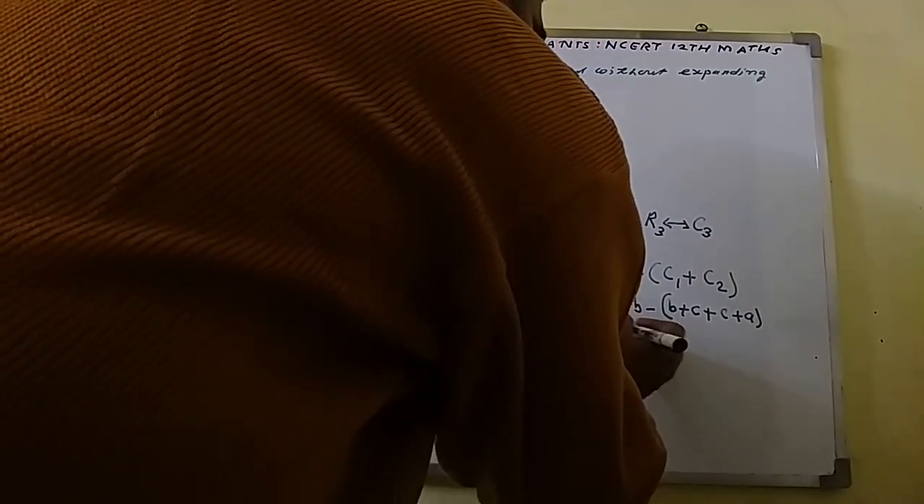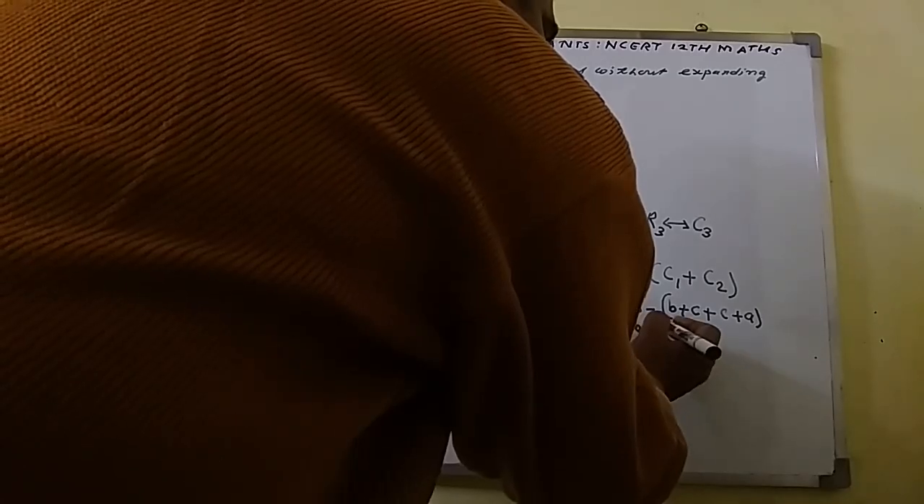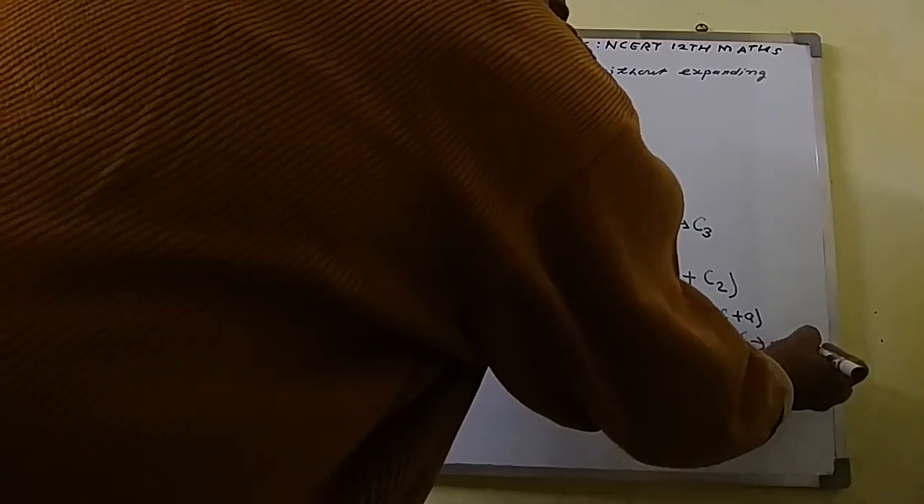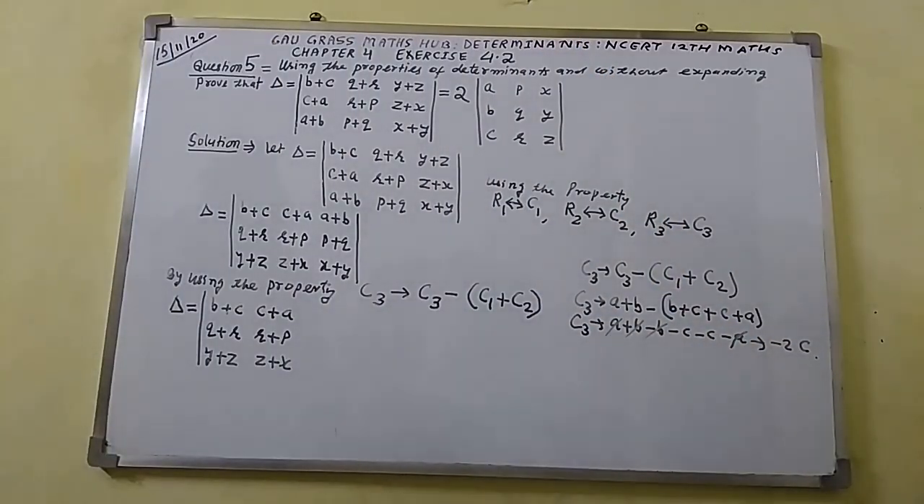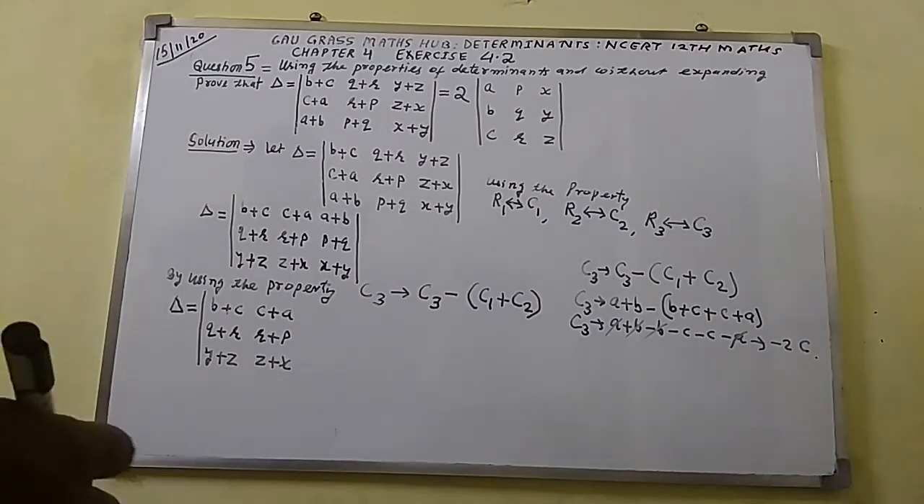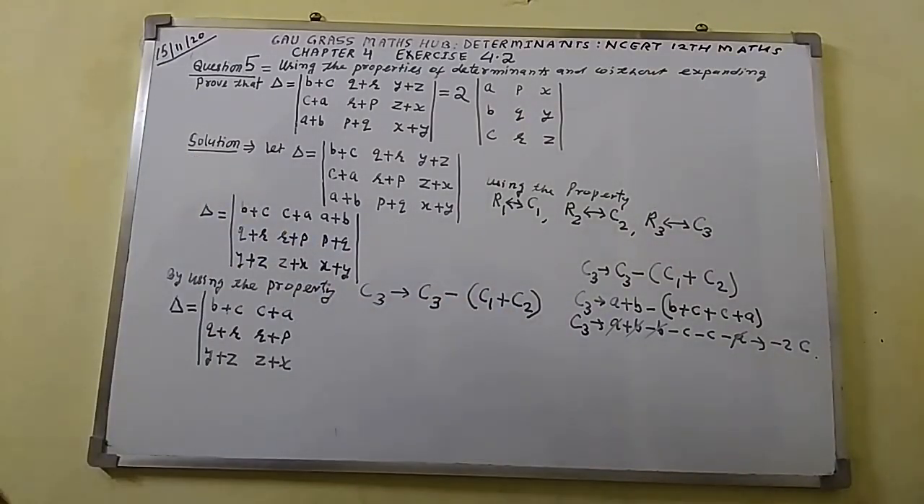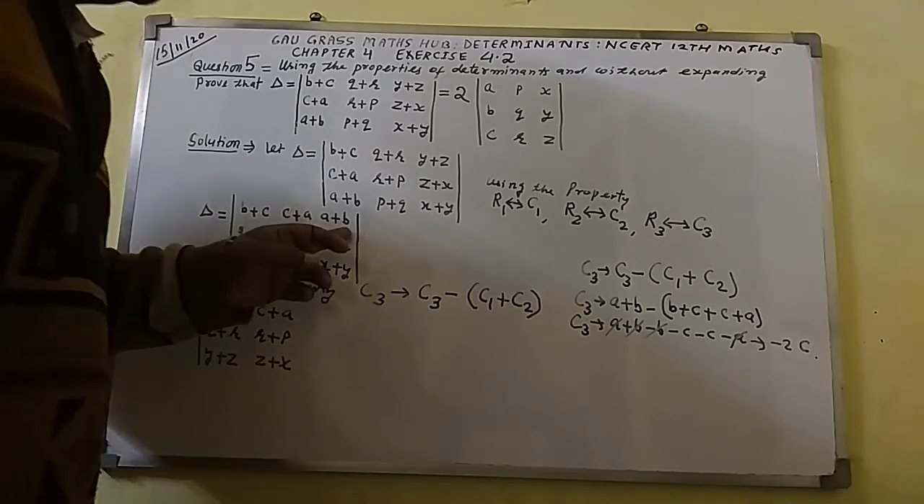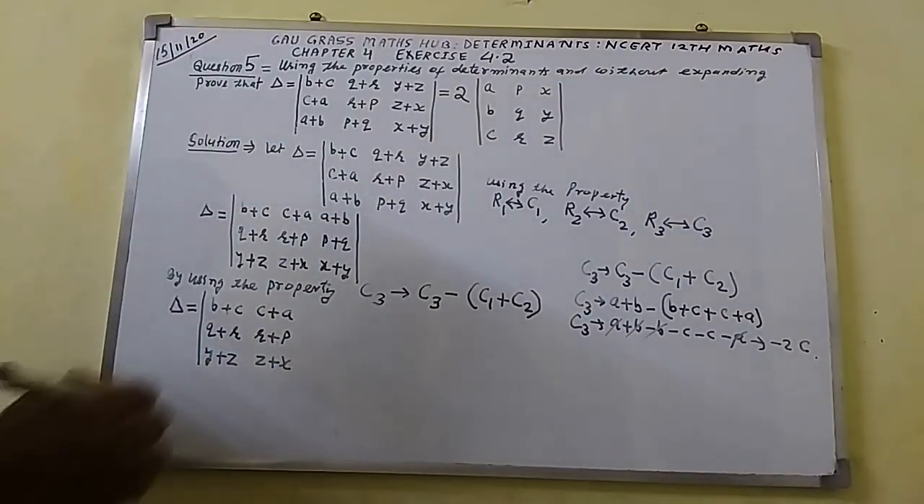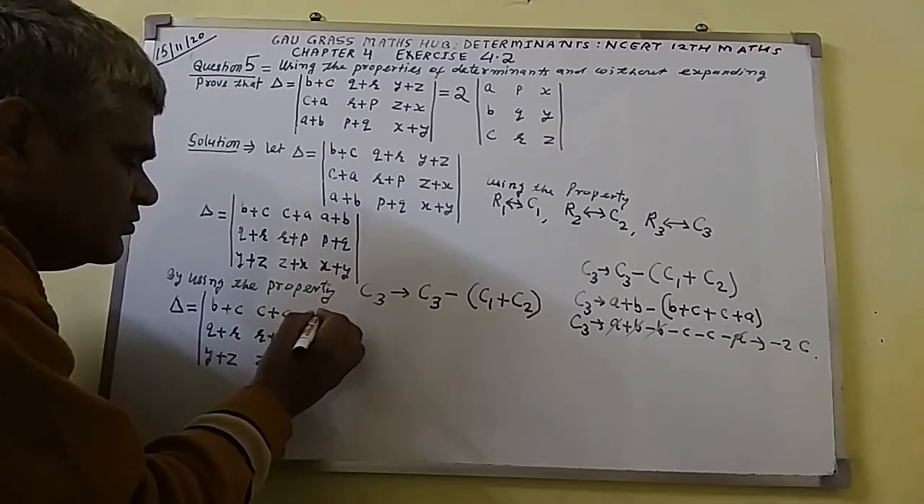Do the operation. C3 goes to A plus B minus B minus C minus C minus A. This one will be cancelled out. This one will cancel out. We will get here minus 2C. So here in place of A plus B, I shall write here minus 2C.